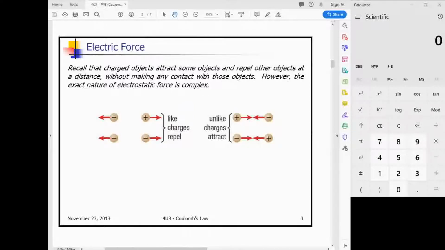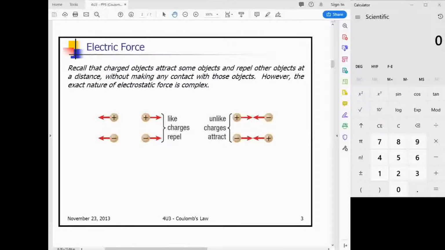So with gravity, the source object and the other object we're comparing, there's always an attractive force between them. So there is no positive gravitational force or source, and there is no negative gravitational source. There's just a gravitational source. But when we talk about electric force, we have to apply a positive or a negative aspect to that force.